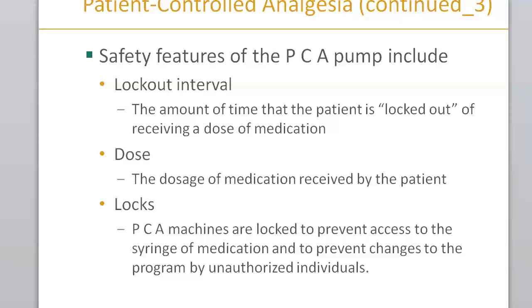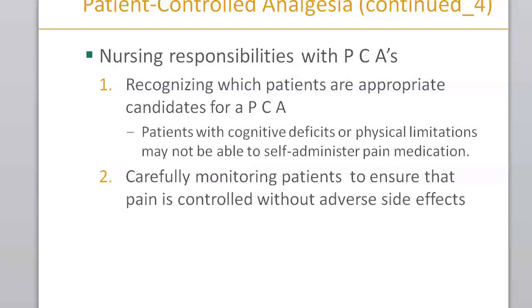Some of the nursing responsibilities with PCA pumps is to recognize which patients are appropriate candidates for a PCA pump. Patients with cognitive deficits or physical limitations may not be able to self-administer pain medications. And carefully monitor your patients to ensure that the pain is controlled without adverse side effects. If they're getting an opiate or a narcotic, make sure they're not too snowed and that they're able to provide that pain medication on their own.